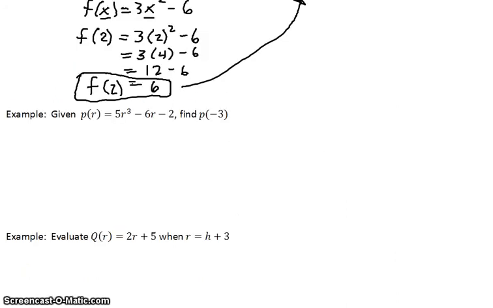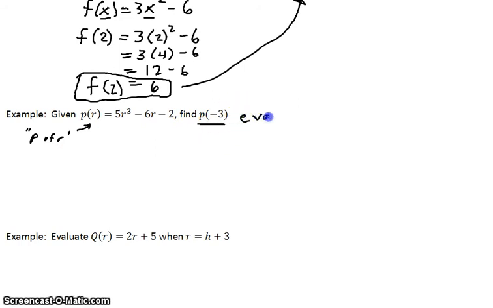But again, looking at something like this, you can see we're given functions. It's different letters, but the exact same thing is going to be true here. Again, this just means P of R. Okay, all that means is that this is what the function is defined as.